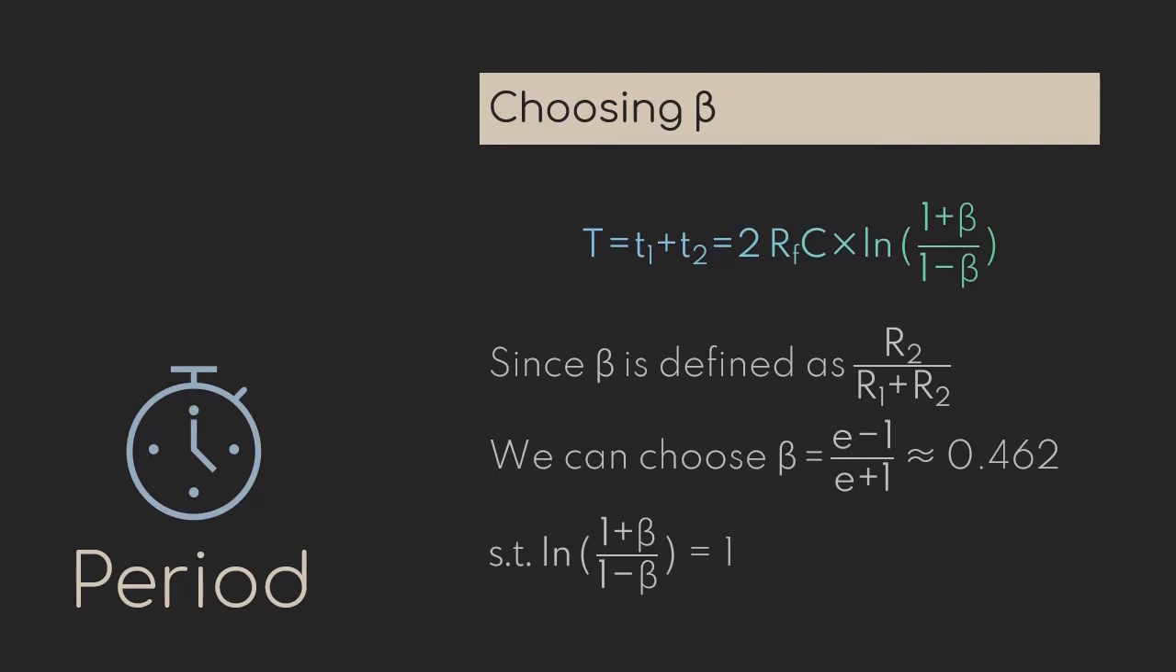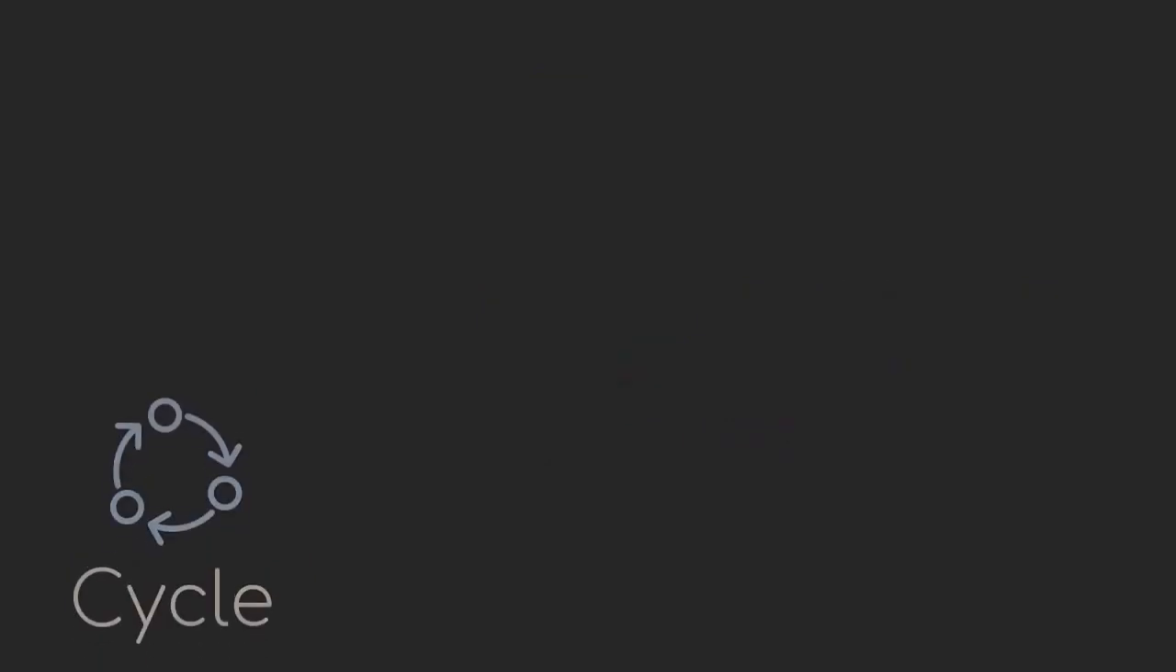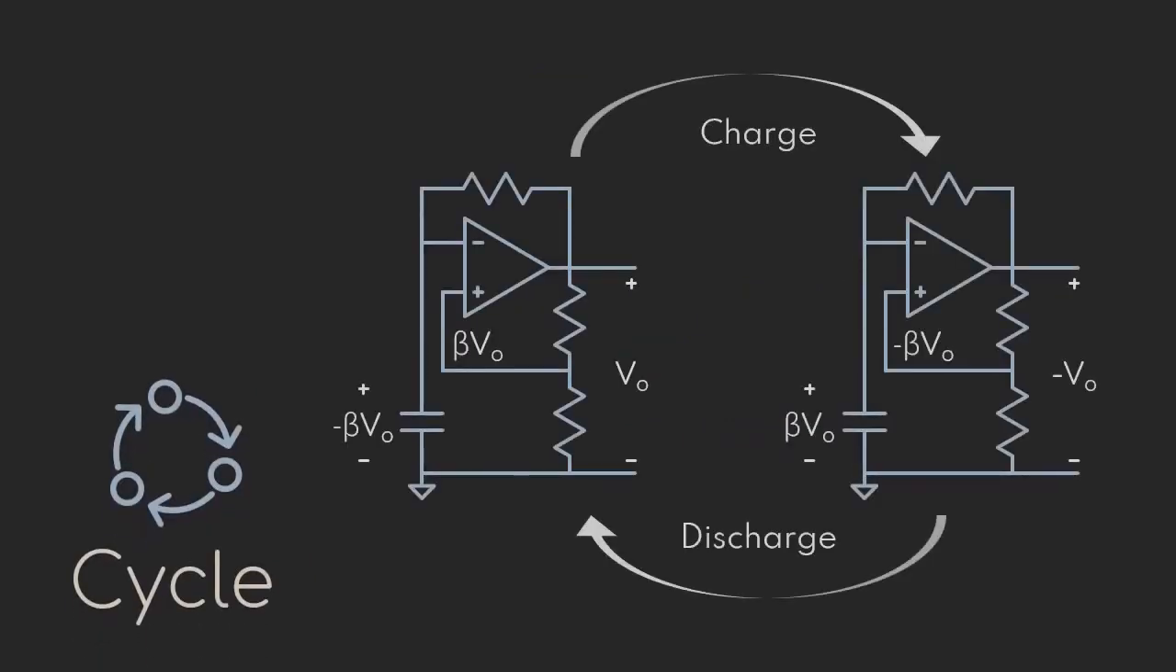We get to choose that beta is equal to (e minus 1) over (e plus 1), which is around 0.462, in order to make natural log of (1 plus beta) over (1 minus beta) become 1. This way the period T is equal to 2 times RF times C. This circuit switches between the discharge and charge cases of the capacitor, and it forms a cycle such that the output voltage is a continuous square waveform.